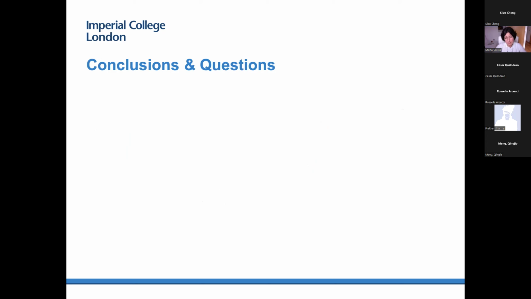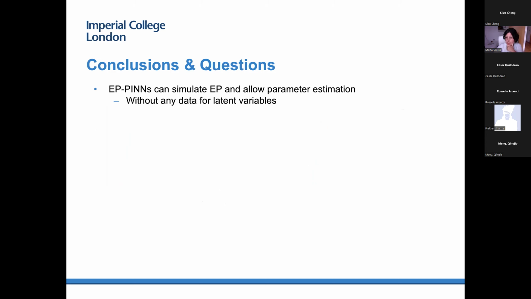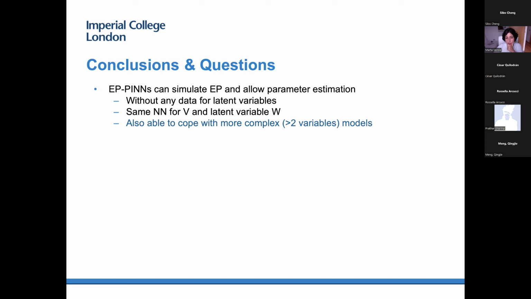So I'll tell you a little bit about the future work that we're doing here. I've just shown you that we can use this PINN setup to simulate cardiac electrophysiology and to perform parameter estimation. I repeat that we did not use any data for latent variables, which wouldn't be available experimentally at all. And we used a simple architecture that had the same network for V and the latent variable W.